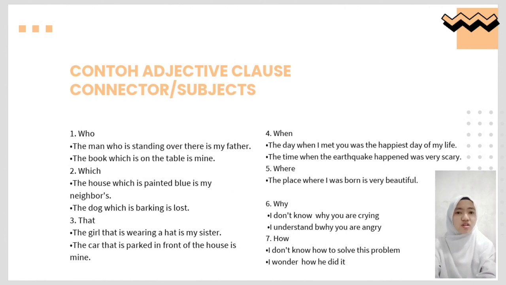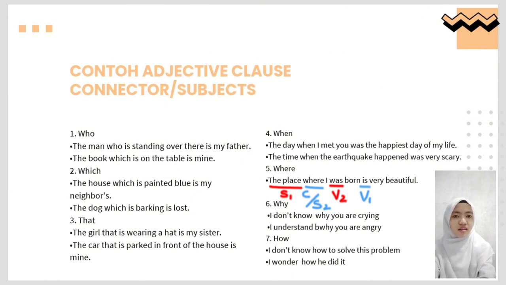Fifth example, connector where. Example sentence: The place where I was born is very beautiful. The place is the subject 1. Where I was born is the adjective clause connector. Where is the connector 2. Was is the verb 2. Is very beautiful is the verb 1.